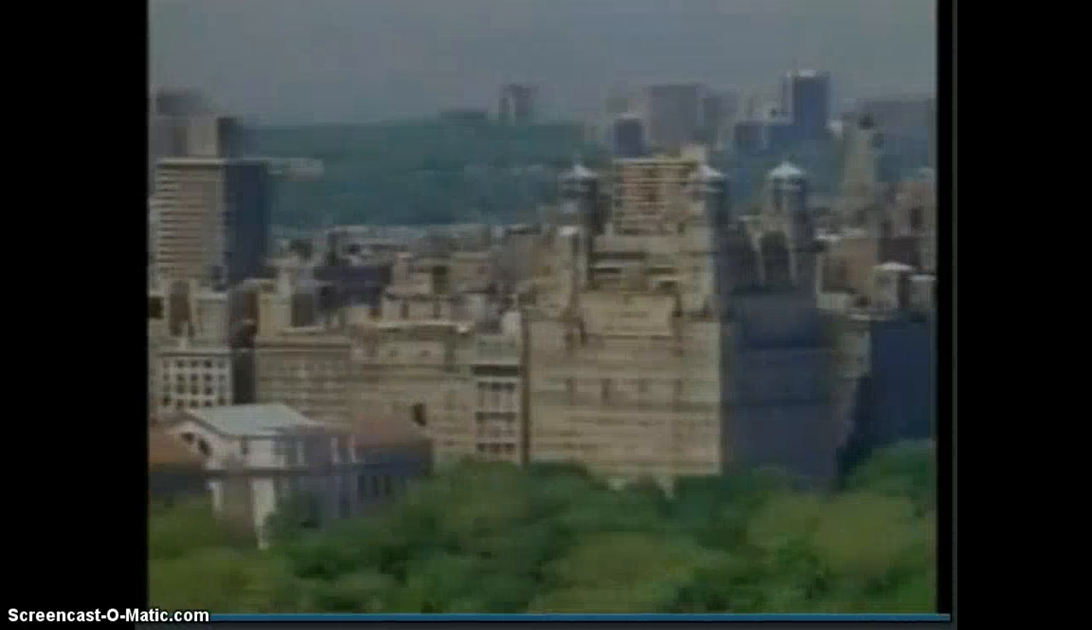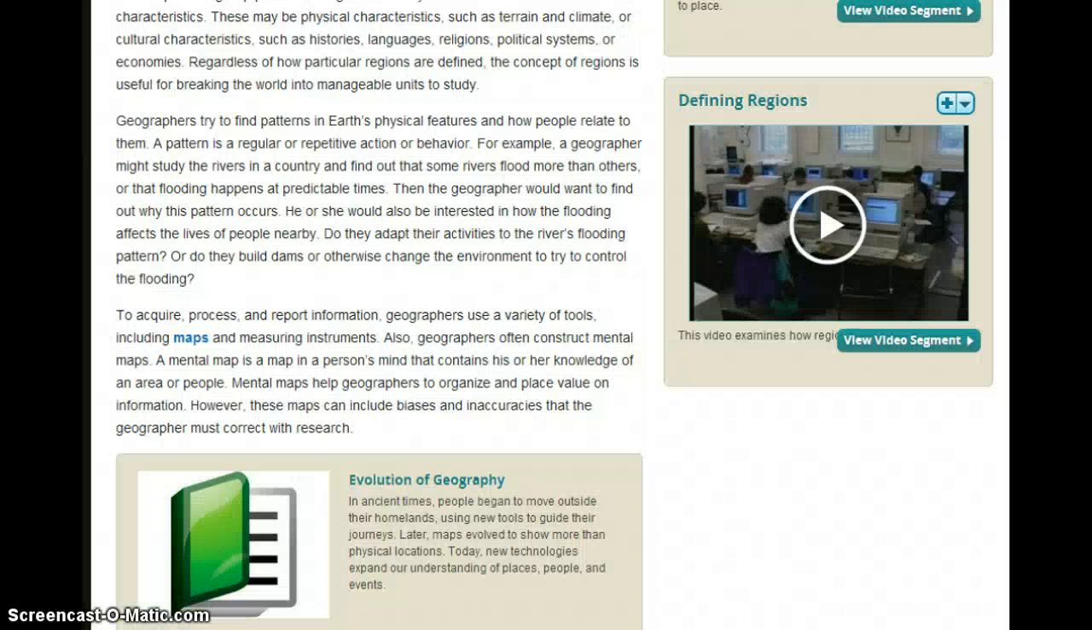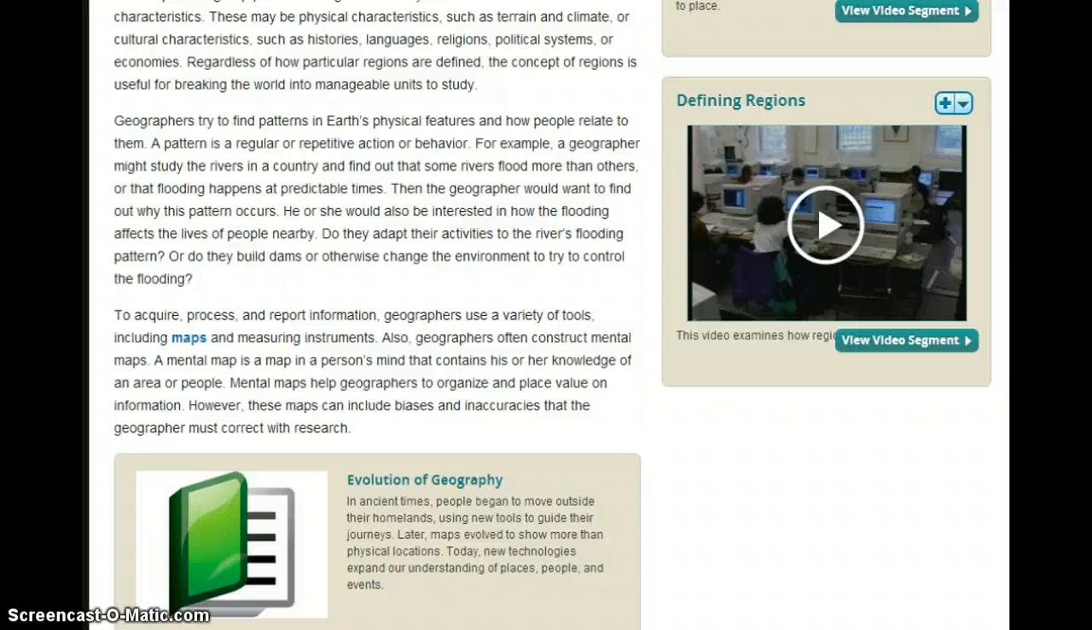And finally, we will learn how geographers classify cities. To acquire, process, and report information, geographers use a variety of tools, including maps and measuring instruments. Also, geographers often construct mental maps.